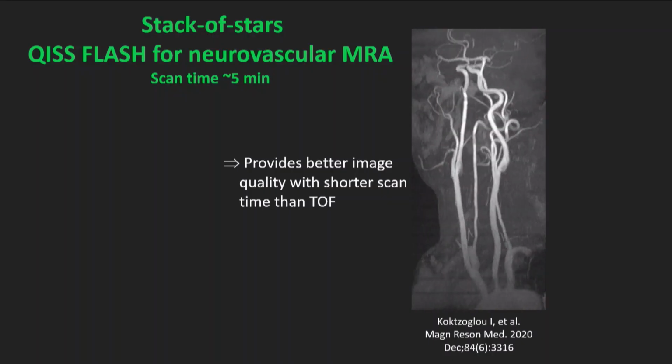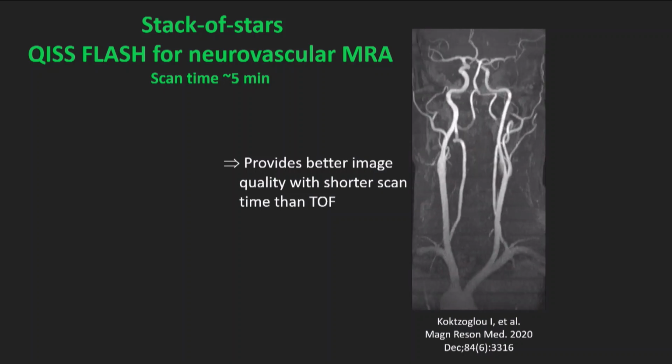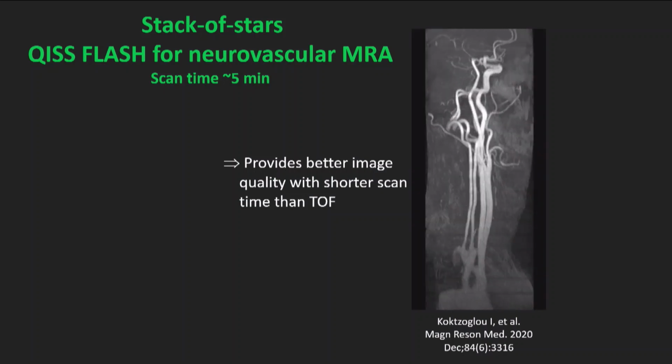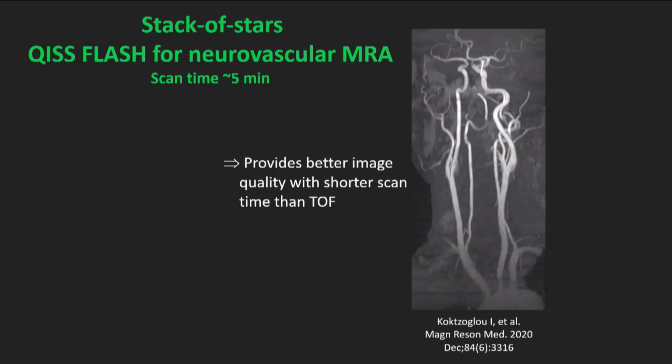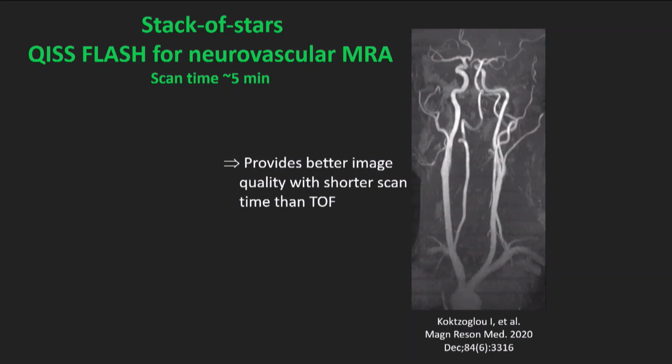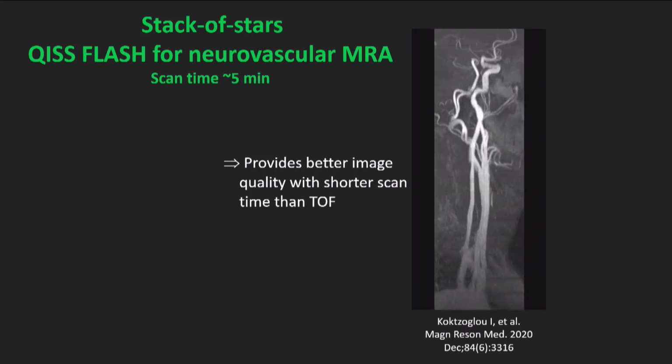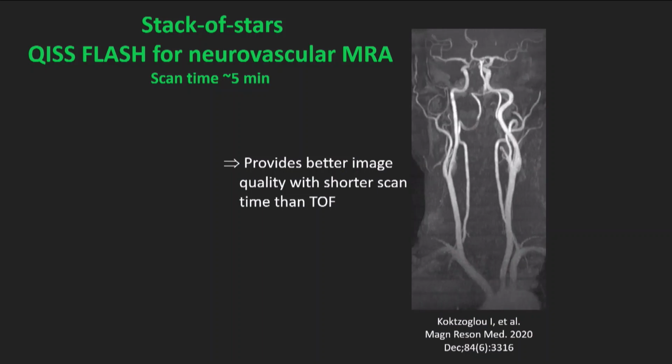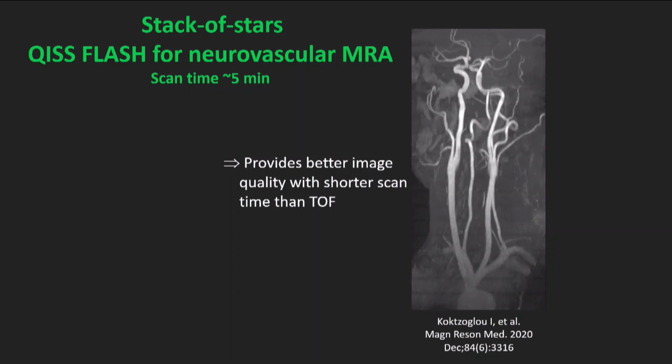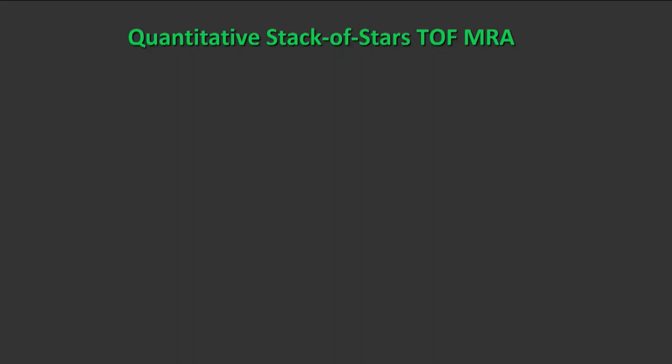Here's an example of doing a 3-dimensional KISS version developed by John Kotzeglu, doing a stack of stars with multiple slabs, overlapping slabs. So that early MOTSA technique, now converting it to a radial version, you can get beautiful images with this.